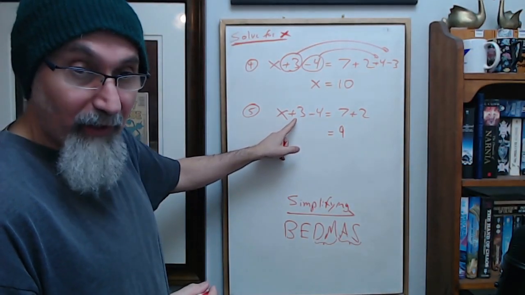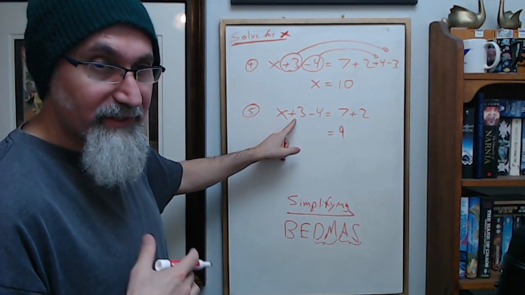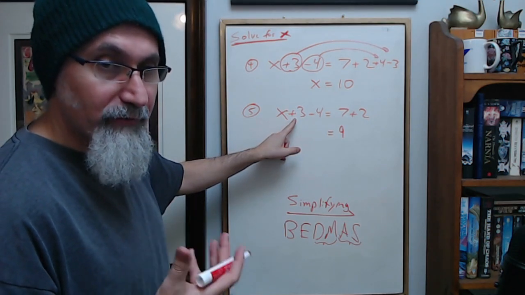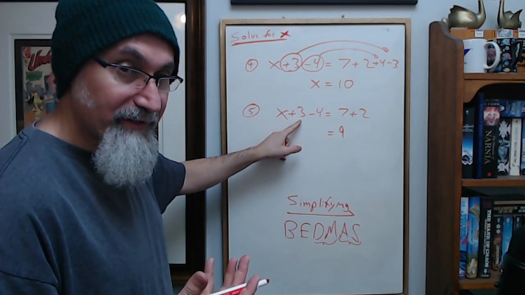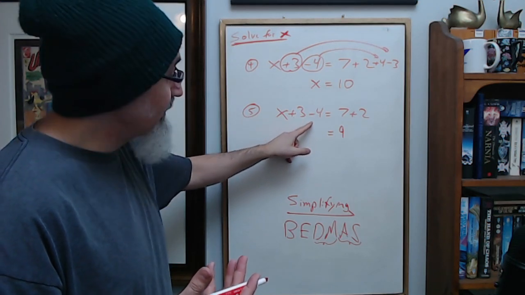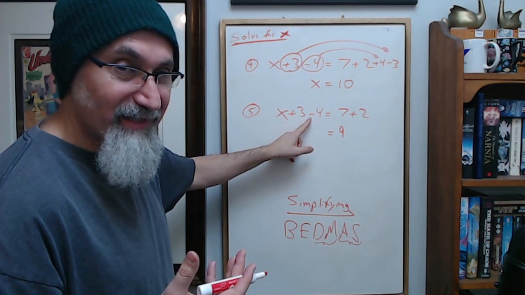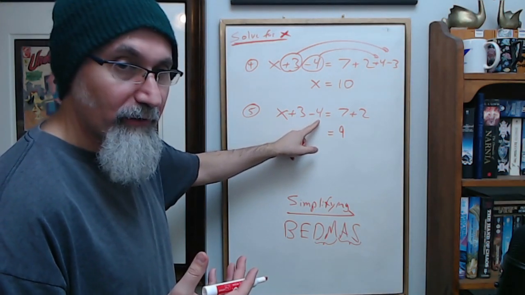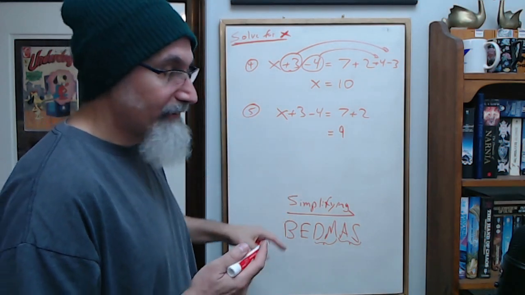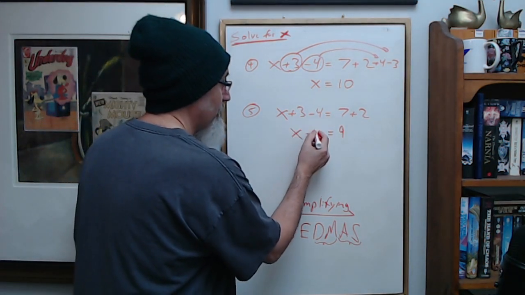3, this is positive 3. Remember the mantra: the sign in front of the number always goes with the number. So this isn't just a regular 3, it's a positive 3. It's not negative. And this isn't just a 4, it's a negative 4, right? So positive 3 minus 4 is negative 1. So we got x minus 1.